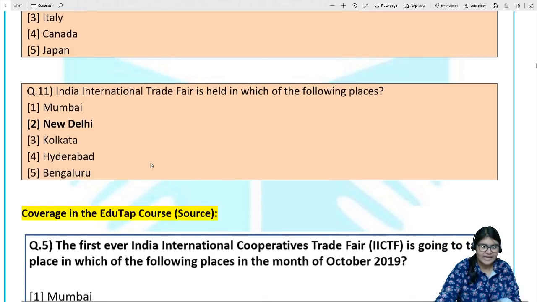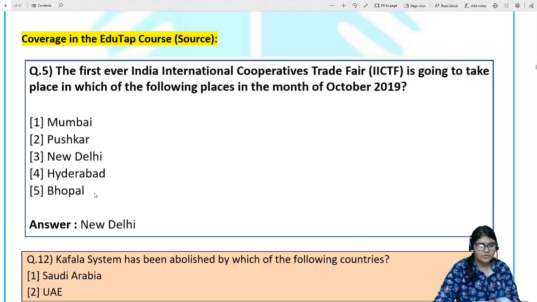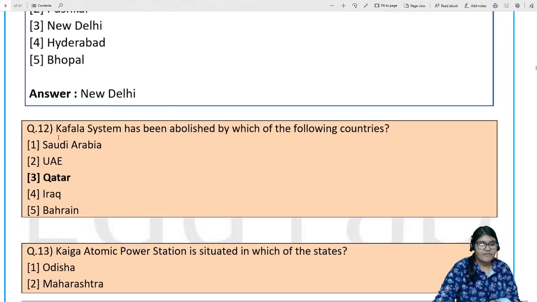Answer is New Delhi. Right, so we had covered this in the lecture series that we had given, the last 5-day lectures, that was clearly covered. Here you can see. Next, the kafala system has been abolished by which of the following countries? And the answer to this particular question is Qatar.